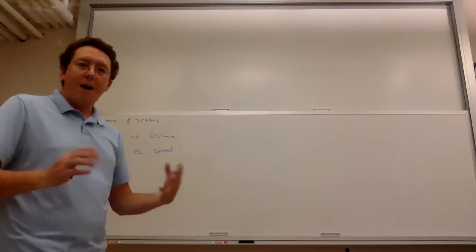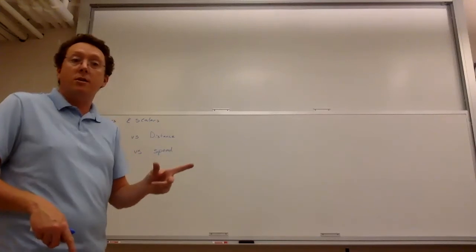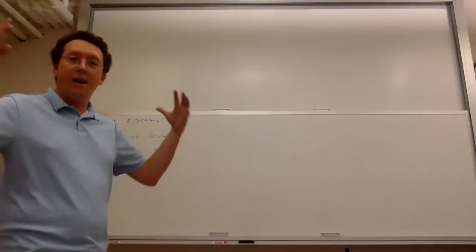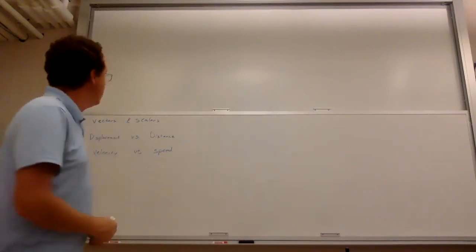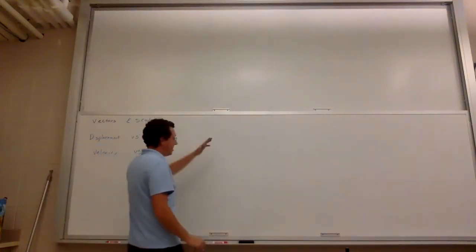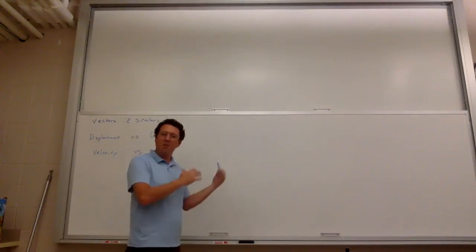Vectors have a magnitude and they know about the direction in space. Scalars only have a number. They don't care about orientation and things like that. So let's do the same thing I did there, but on the board.